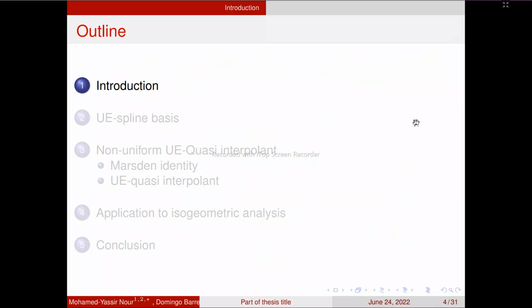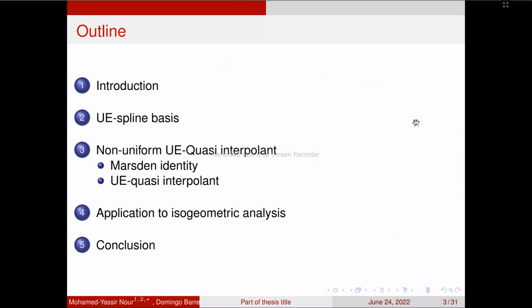The outline chosen for this presentation is as below. First I will start with the introduction, afterward talk about the UE-spline basis and the non-uniform UE quasi-interpolant with the Marsden identity quasi-interpolant, and afterward we move to the application to isogeometric analysis, and we finish with the conclusion.